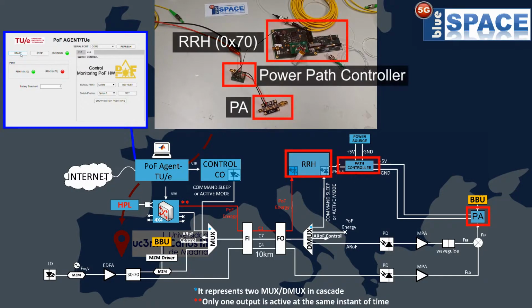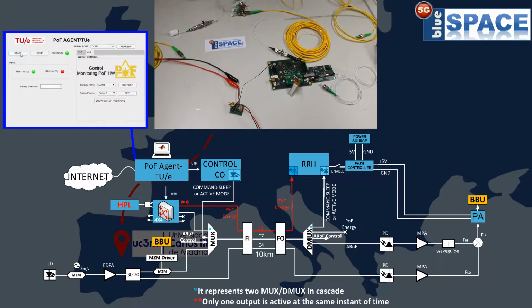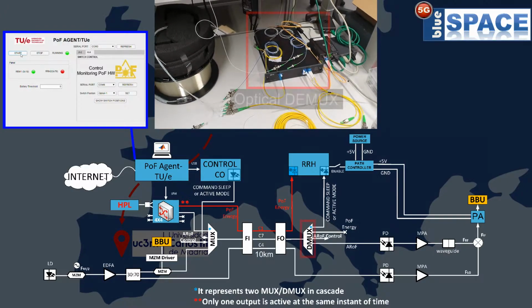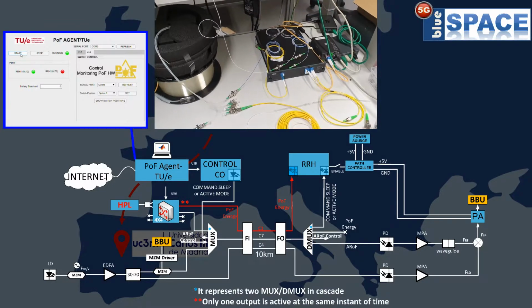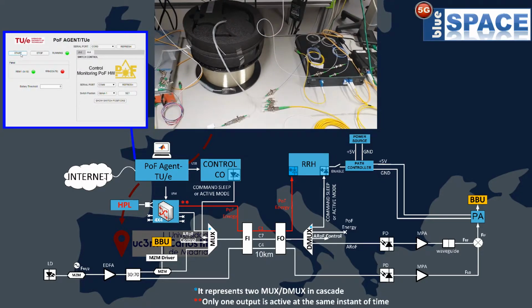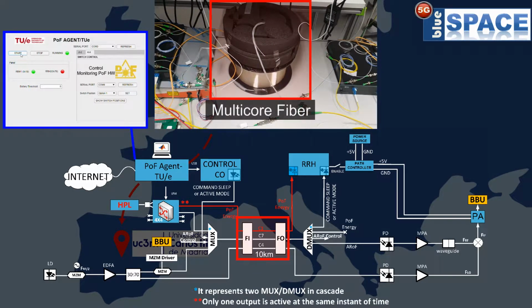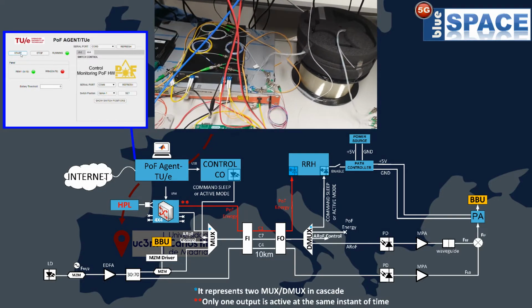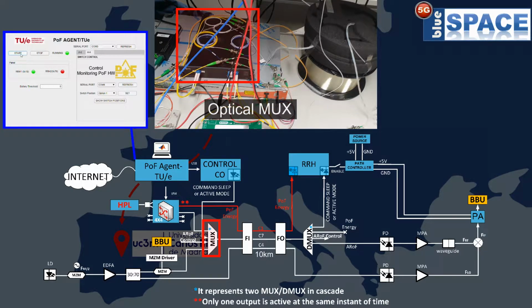An electrical power amplifier that amplifies the BBU's received signal and whose energy is supplied through a power path controller controlled by a power over fiber based RRH. An optical demultiplexer to separate the analog radio over fiber signal from the commands sent by the RRH. A multicore optical fiber to transmit all the signals. An optical multiplexer to mix the analog radio over fiber signal and the commands sent in the same core of the multicore fiber.